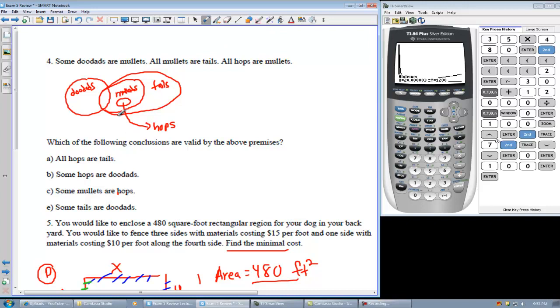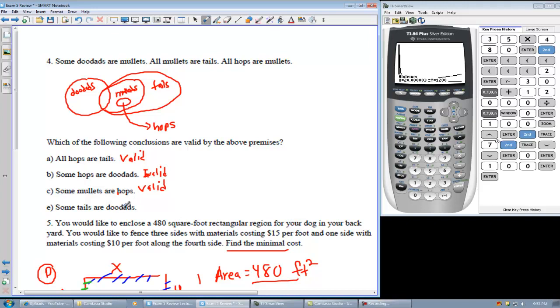Okay, so from this picture, hopefully I can answer these questions. So all hops are tails. All right, well, here's the hops, and certainly they're all inside the tail, so I think this is valid. All right, and then the next one says some hops are doodads. Well, here's the hops, but it doesn't look like they necessarily overlap the doodads, so this is an invalid conclusion from my assumptions. All right, invalid. And then some mullets are hops. Well, here's some mullets. And here's hops. Yeah, certainly, right? Hops is contained in the mullet circle. So some mullets are hops. So that's a valid conclusion.